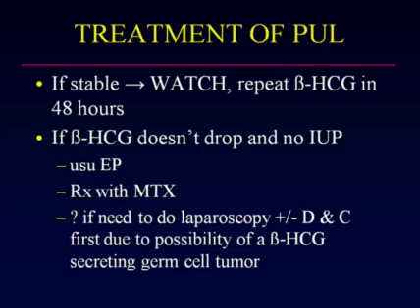And when they repeat the beta-HCG, there are of course 3 possibilities. If the beta-HCG is increasing and increasing at the expected rate, you are probably dealing with an intrauterine pregnancy, just a normal early intrauterine pregnancy. And again, they will watch that patient.